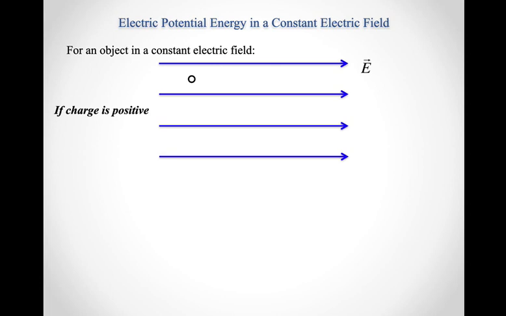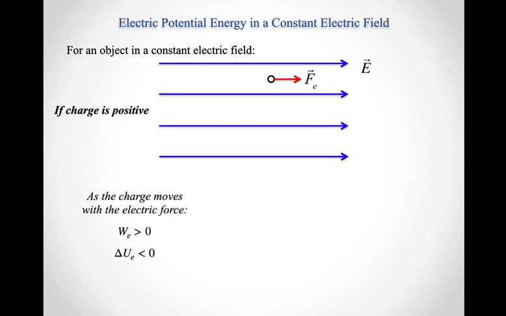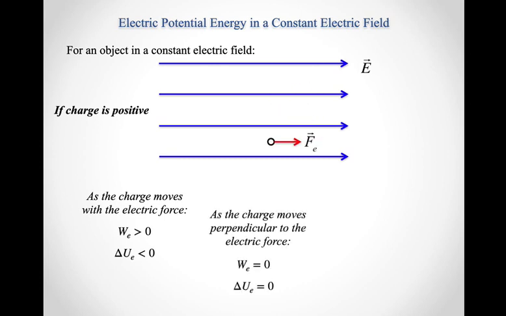Well, if my charge is positive, then I know the electric force acting on that charge will point in the same direction as the electric field. And so in this case, if the electric field points to the right, that means the electric force will also point to the right. If I let my particle move to the right, so now the charge is moving with the electric force, the work done by the electric force is positive, and that has decreased the electric potential energy. If I move my charge perpendicular to the electric field, no work's being done by the electric force, and the electric potential energy doesn't change.